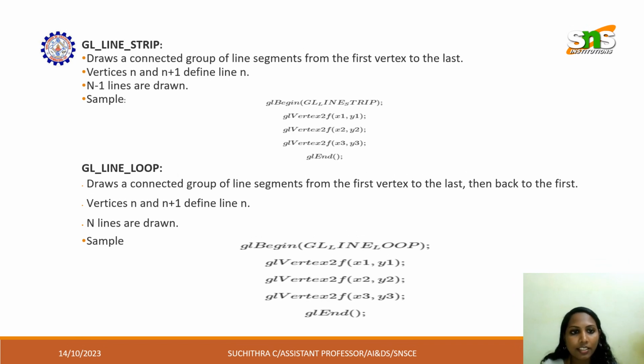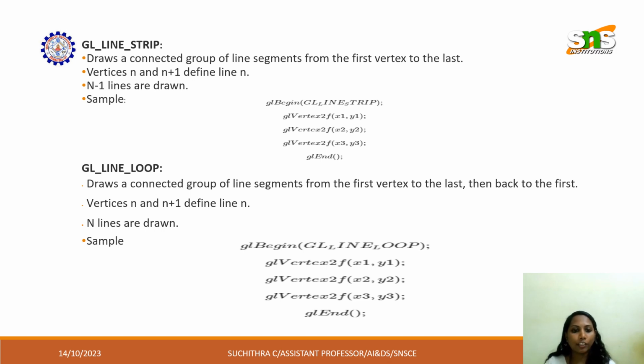Next is GL_LINE_STRIP. Draw a connected group of line segments from the first vertex to the last. Vertices n and n+1 define line n. n-1 lines are drawn. The sample is glBegin(GL_LINE_STRIP); glVertex2f(x1, y1); glVertex2f(x2, y2); glVertex2f(x3, y3); glEnd().